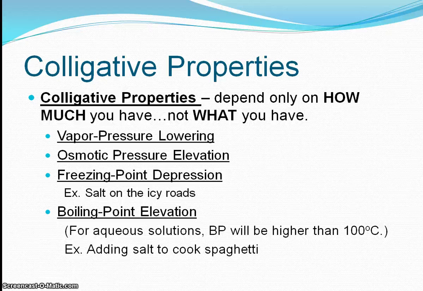So what I want you to do is put a down arrow for vapor pressure lowering, put an up arrow for osmotic pressure, a down arrow for freezing point depression, and an up arrow for boiling point elevation. So for vapor pressure and freezing point, the more particles you add, the lower those two things are going to go. And for osmotic pressure and boiling point, the more particles you add, the higher they're going to go. And that's it for today.